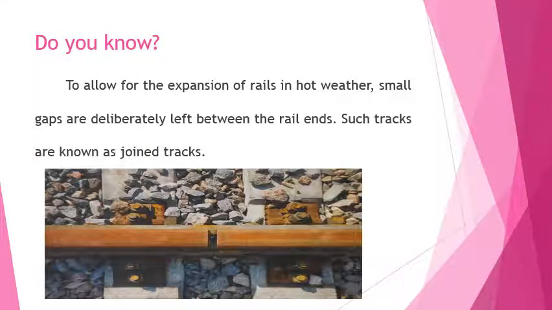Do you know? To allow the expansion of rails in hot weather, small gaps are deliberately left between the rail lanes. Such tracks are known as joined tracks.